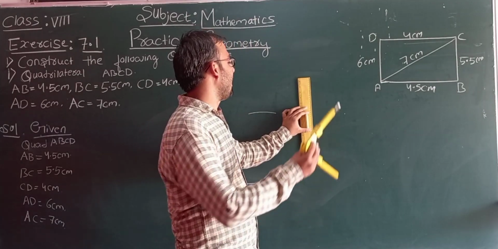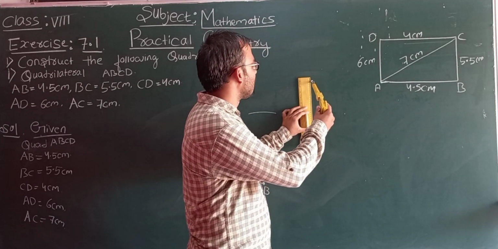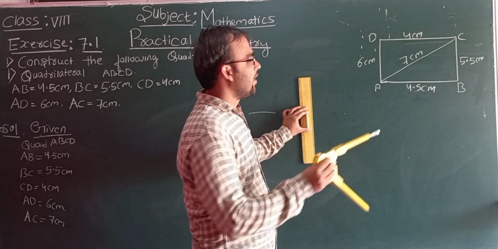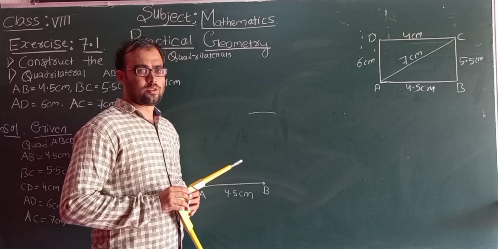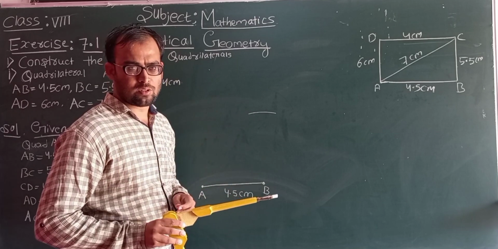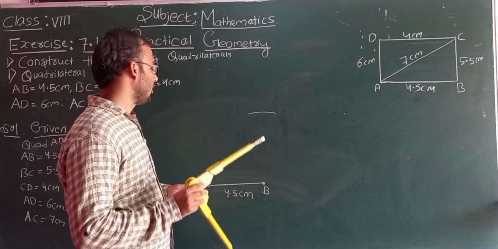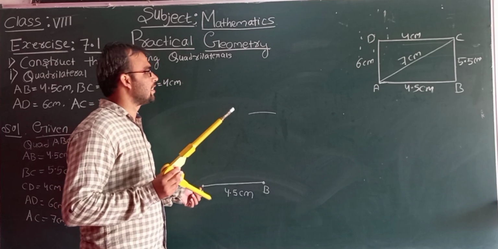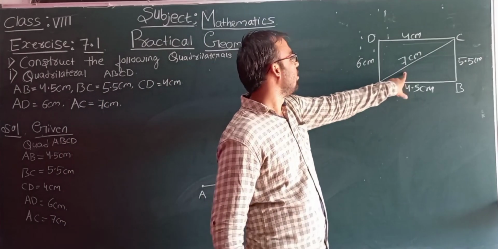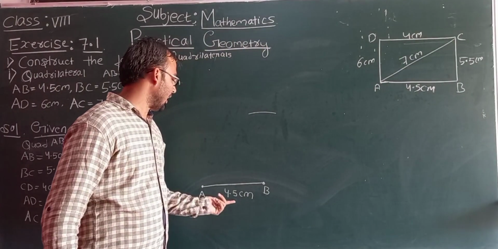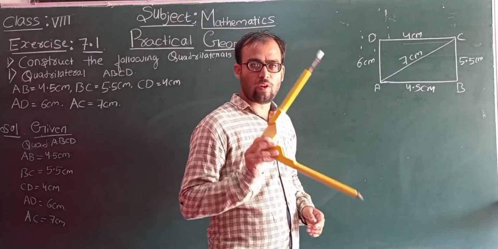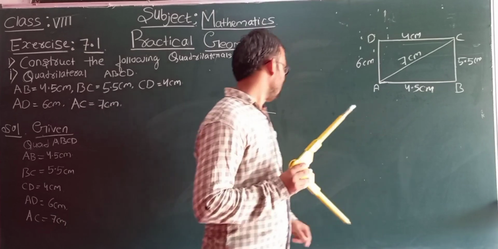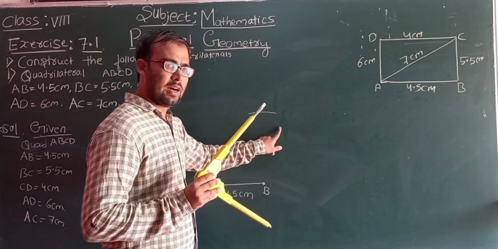Students, now take the scale and set the compass to 7 centimeter. When you set the compass to 7 centimeter, what you need to do is, with A as center, this is AC now. So first, draw the line segment of 4.5 centimeter. Next, set the compass to 5.5 centimeter, and with B as center, draw the arc.